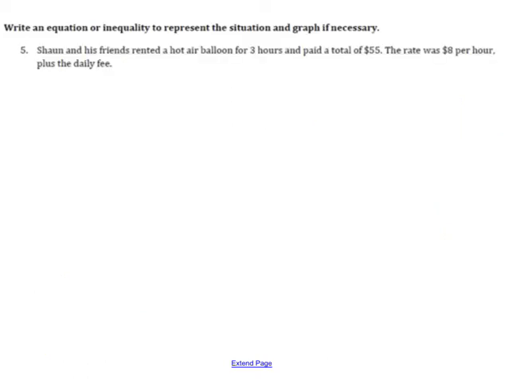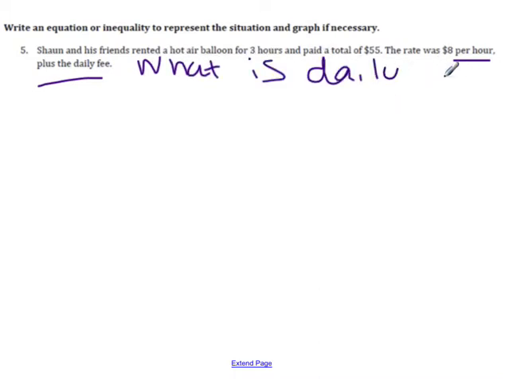So let's go ahead and take a look at number 5. Sean and his friends rented a hot air balloon for 3 hours and paid a total of $55. The rate was $8 per hour plus the daily fee. So what is the daily fee? Okay, so that's what we're going to ask ourselves. What is the daily fee?